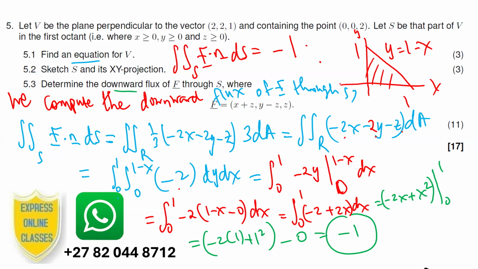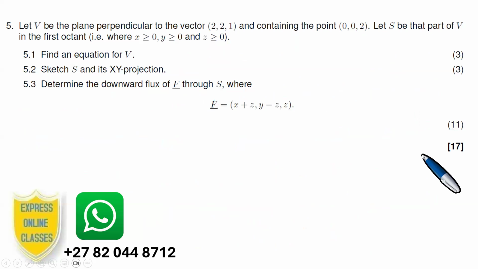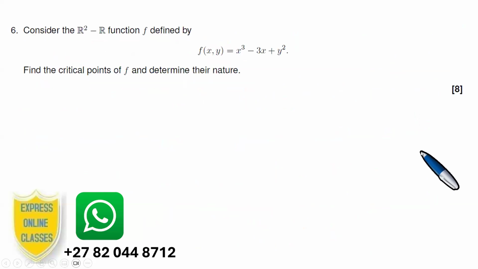Okay, now there are a couple of things we need to take into account here. But it is the next question. The next question is question six. Consider the R2 to R function defined by this. Find the critical points of F and determine their nature. We want to find the critical points of F, but also we shall find their nature. The question is, where do we start? And how do we proceed with solving this particular problem here?